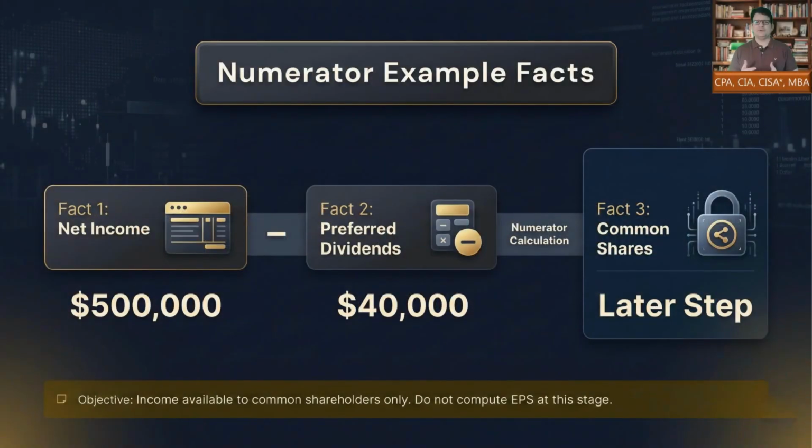Now read the example facts carefully. Net income is $500,000 and preferred dividends declared are $40,000. The common share count is deliberately set aside because this lesson is only about the numerator. Your task is not to compute final basic EPS yet. Your task is to find the correct income amount that belongs in the top half of the formula.